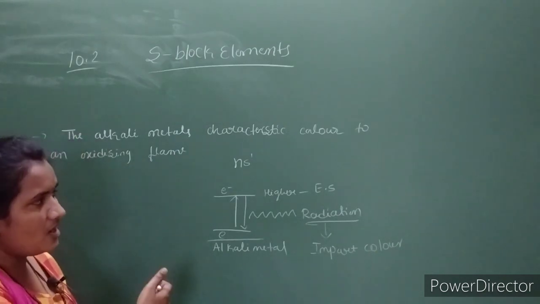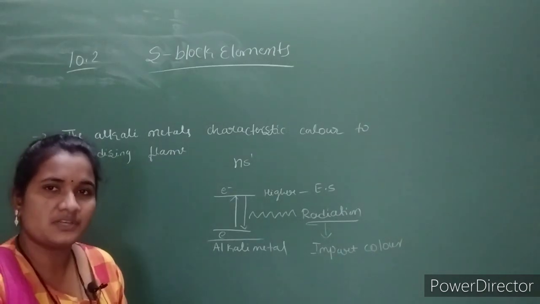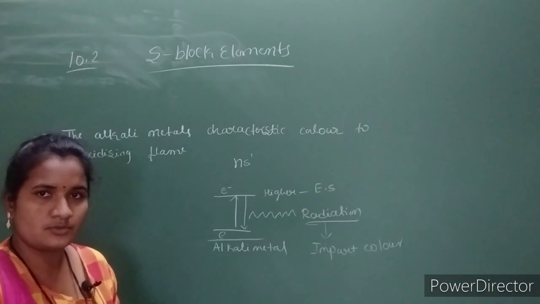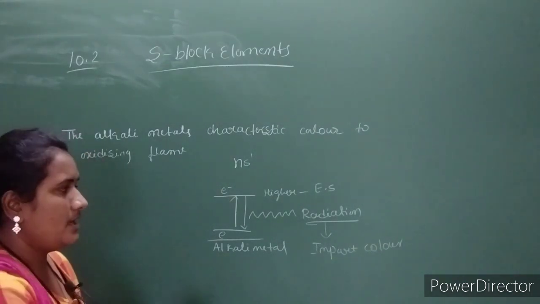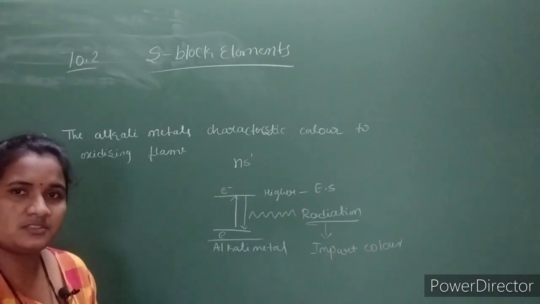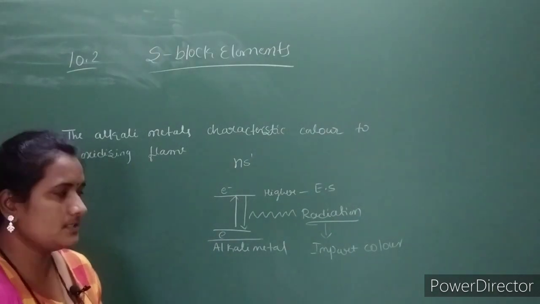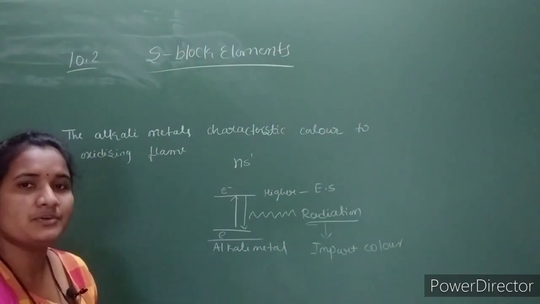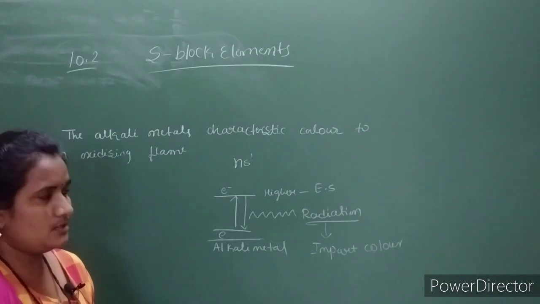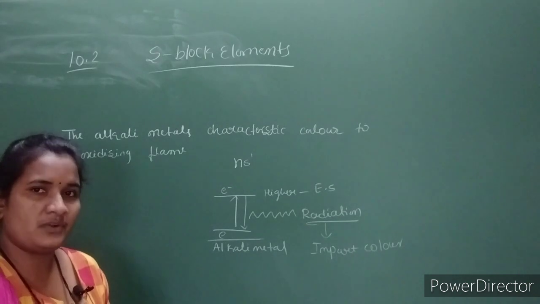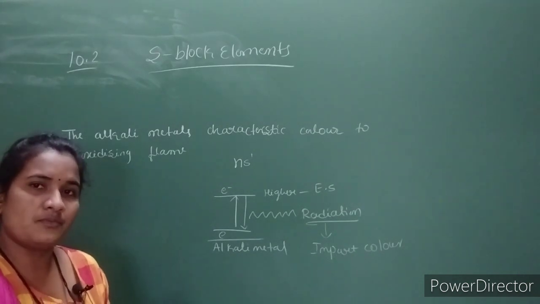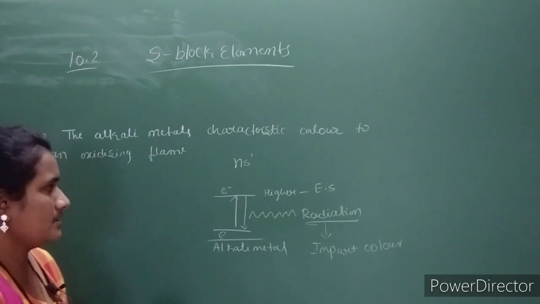In this way, all alkali metals give different colors whenever they are exposed to an oxidizing flame, and these radiations are visible in the visible region. That is why they give different colors. This is identified with the help of a flame photometry technique, or flame spectroscopy technique.